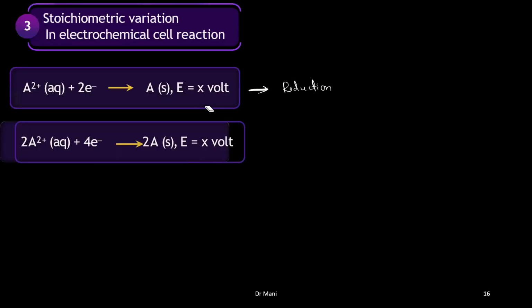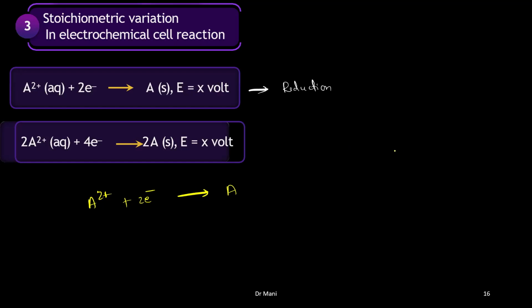So, stoichiometric variation in an electrochemical cell reaction. Suppose you see this first half reaction, yes or no? What's happening here? It is reducing, yes or no? Here there is an aqueous metal ion, and it receives 2 electrons. What is the meaning of reduction? Gain of electrons. Here this 2+ is gaining 2 electrons, balancing the +2 charge, so that it becomes A. You know when +2 and when -2 will come?